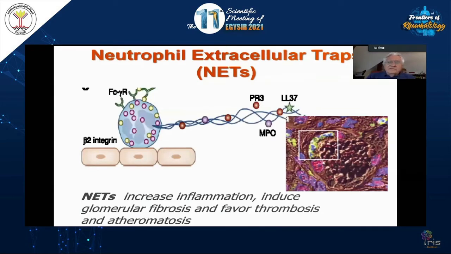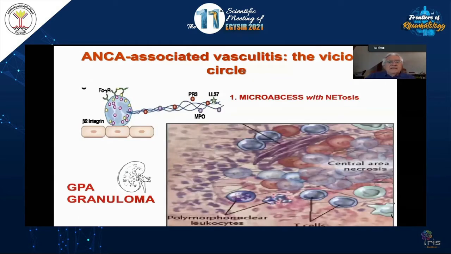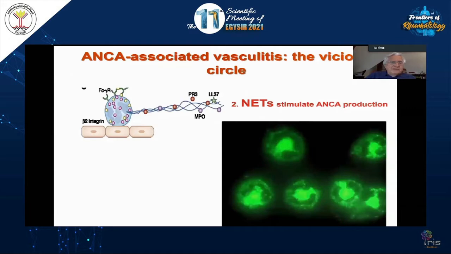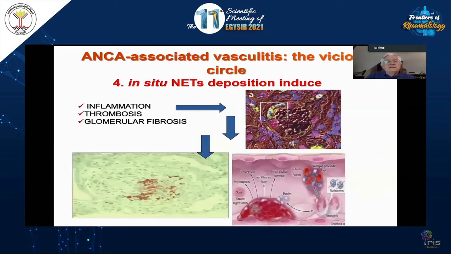There are some other important points to know. On the polynuclear cells, there are nets, neutrophil extracellular traps, and these nets contribute also to the pathogenic process with an increase of inflammation, glomerulofibrosis, and they favor thrombosis and atheromatosis. Here you see that they contribute to the formation of the GPA granuloma, and the nets stimulate also the ANCA production and create a vicious circle. And at the end, the net deposition induces inflammation, thrombosis, and fibrosis of the glomerulus.